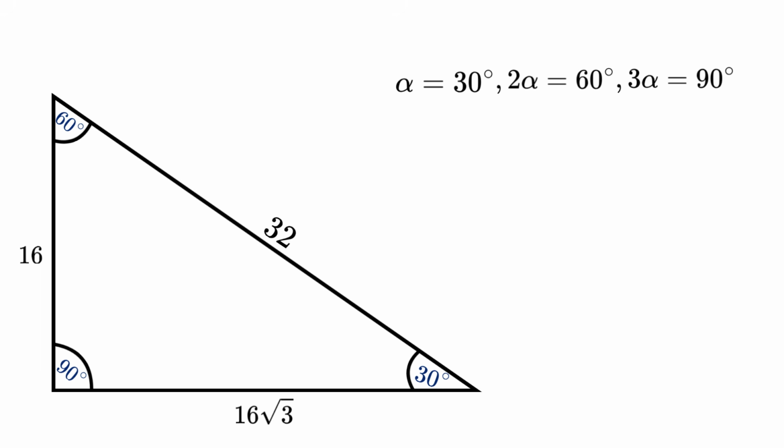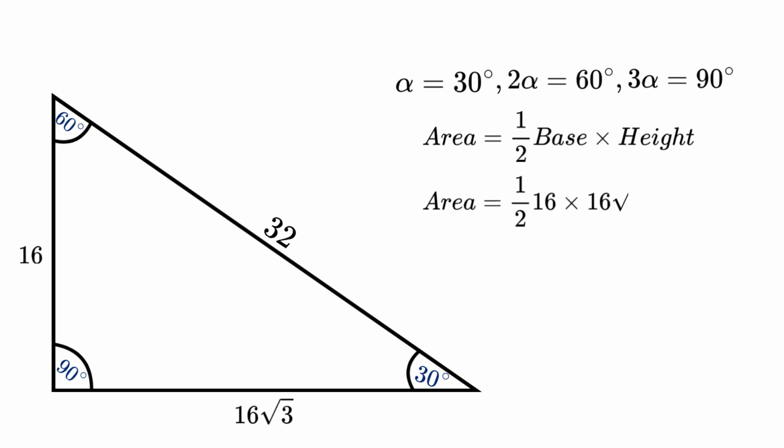In a right triangle, the two perpendicular sides can serve as the base and height for our area calculation. We have one perpendicular side measuring 16 units and the other perpendicular side measuring 16 times square root of 3 units. The area of a right triangle is calculated using the formula 1/2 times base times height. Substituting our values, the area equals 1/2 times 16 times 16 square root of 3. Let's simplify this. This 2 cancels with this 16 and it equals 8. So the area becomes 8 times 16 square root of 3, which equals 128 square root of 3.